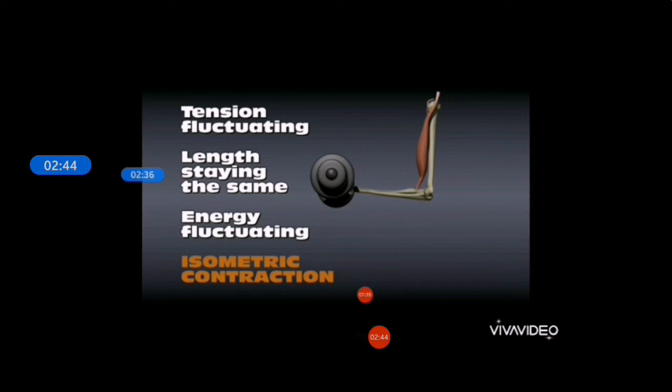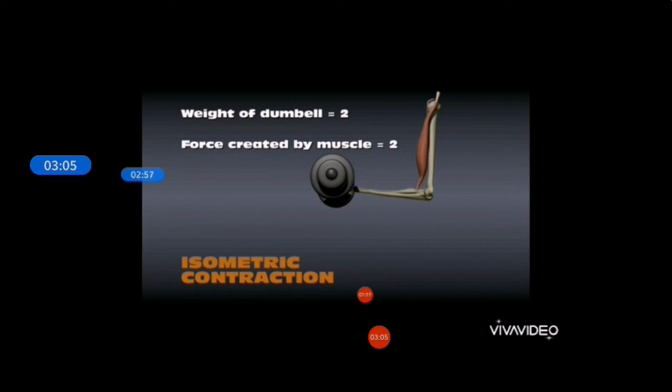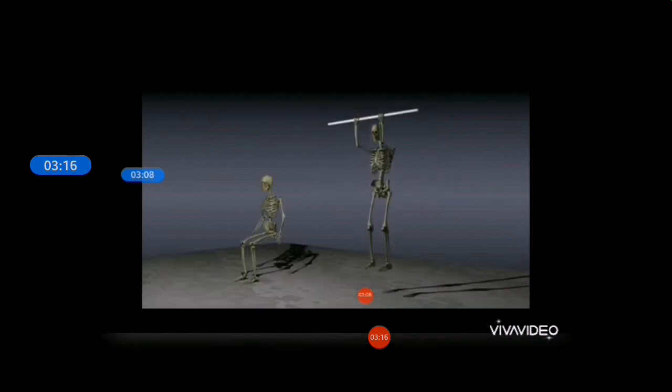Next is the isometric contraction, where the tension keeps fluctuating, the length stays the same, and the energy required may change in order to maintain the length. Here the basic part is the length, which remains the same. If this muscle contraction requires more tension and more energy to maintain activity, at that time also the length remains the same. So length is the constant part in this type of contraction. That is why it is isometric contraction.